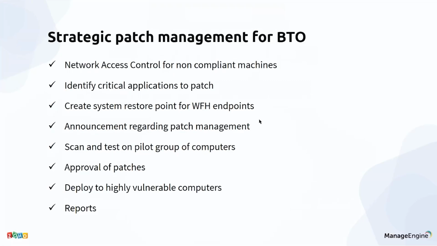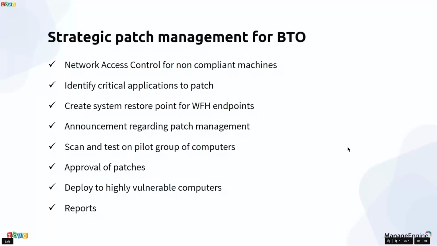Previously, we have seen how to manage the endpoints during the work from home scenario. And now we shall create a routine for the back to office machines. The first objective will be enabling network access control for the non-compliant machines and identifying the critical applications to patch them in priority. Post which, we will be creating a system restore point for all the work from home machines so that in case of experiencing any challenges through patch management deployment task, we are safe to restore the backup, and that's basically the primary objective of creating a system restore point.